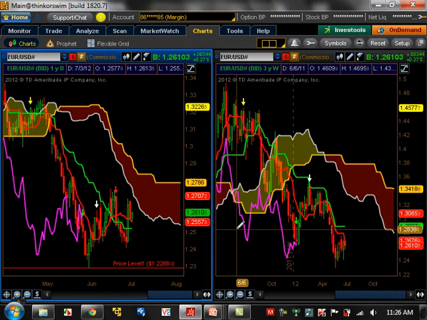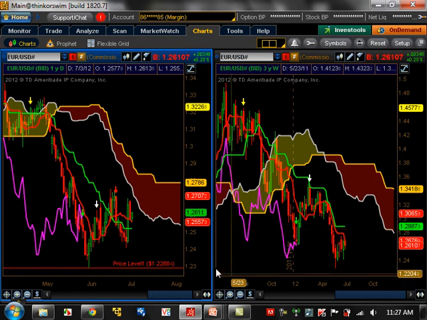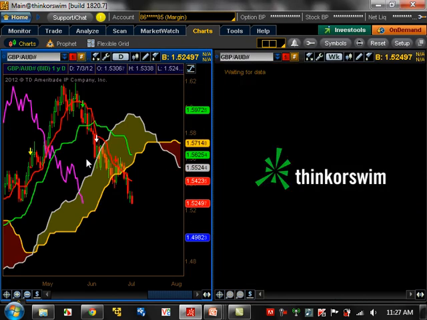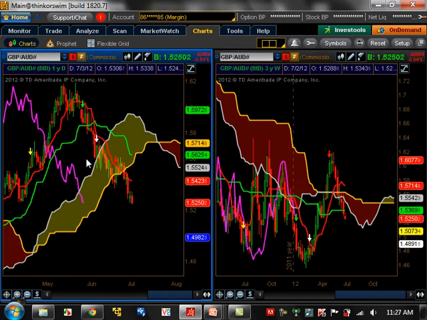So 1.2288 is a major support level, and believe it or not, the resistance level of 1.2887 is going to be the major resistance level for the Euro USD. Pound Australian is moving downwards here.